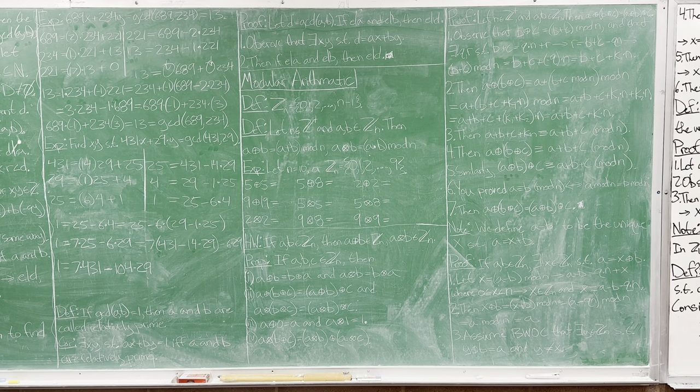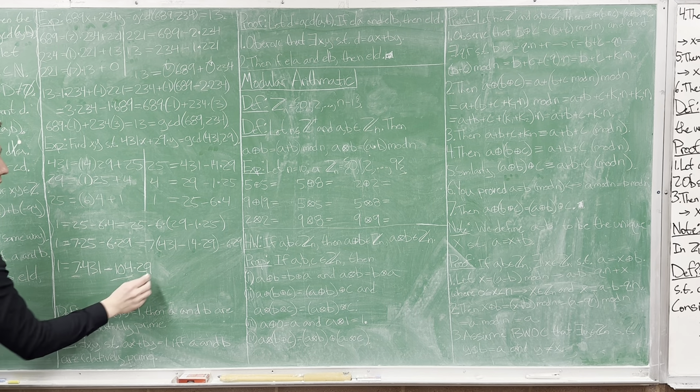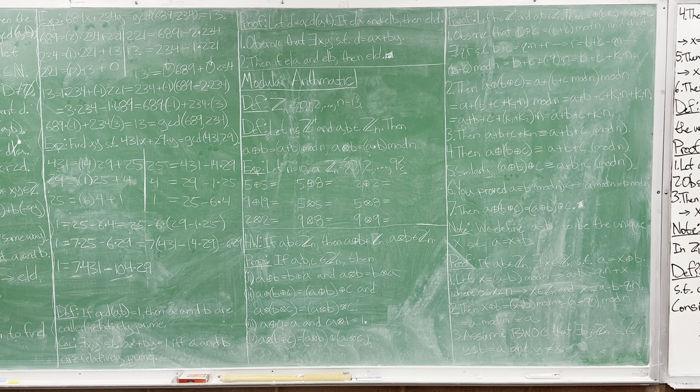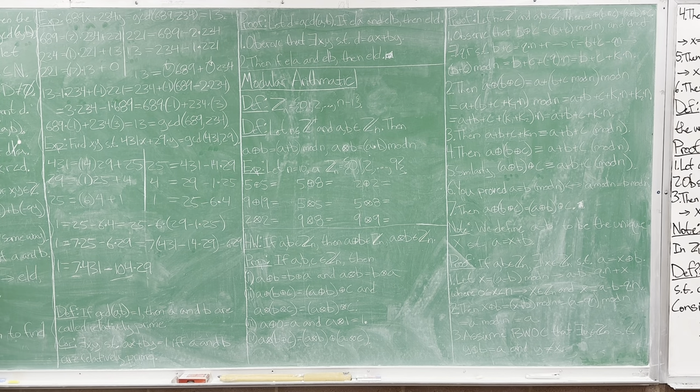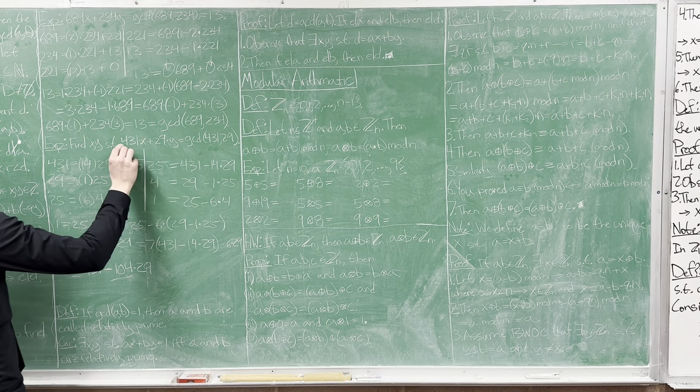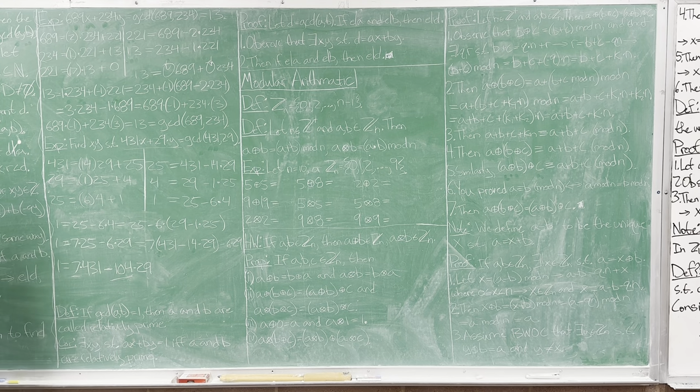There's our numbers. This is how many 431s plus how many 29s you need to get 1. You'd have to take 7 431s and negative 104 29s. And then you'd get 1. So those are the x and y that satisfy this equation, this equal to 1.